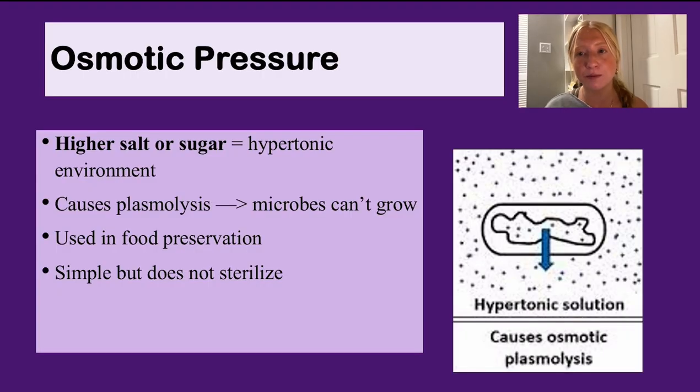So we're going to talk about osmotic pressure control. It uses salt or sugar to draw water out of the cells and causes them to shrink, die, and stop growing. This is a technique from a long time ago, used in jams and cured meats.